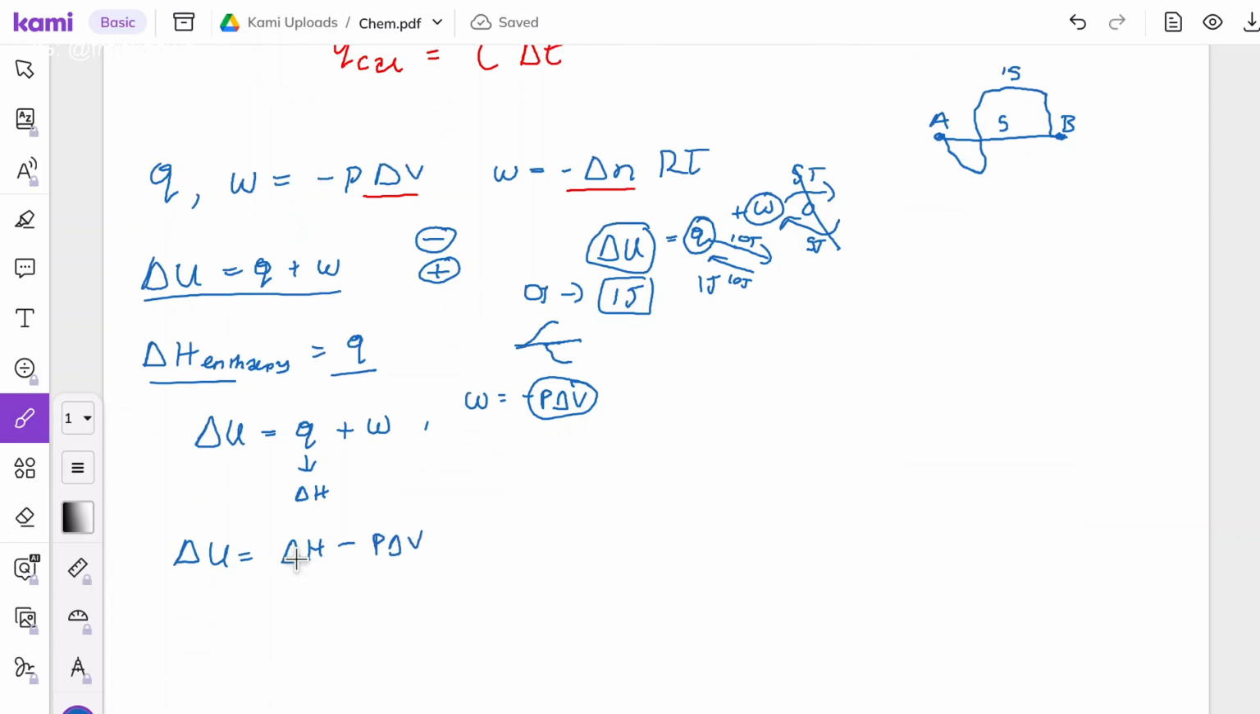And then when you solve for enthalpy alone, you move this to the other side, you add P delta V to both sides, and then it becomes enthalpy equals the internal energy plus P delta V. And that's how you get the equation for the enthalpy.